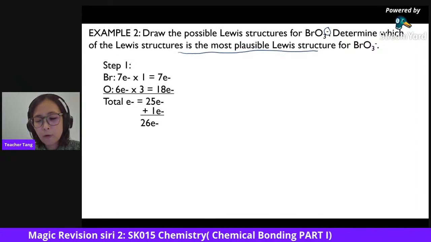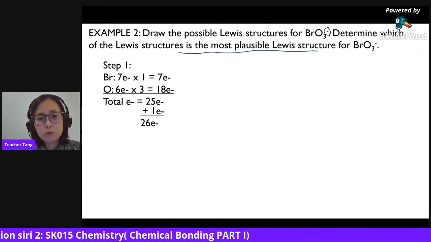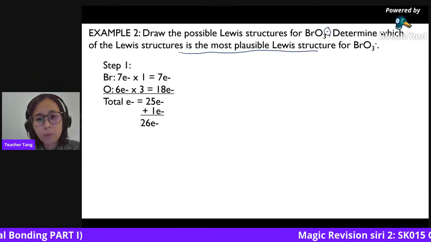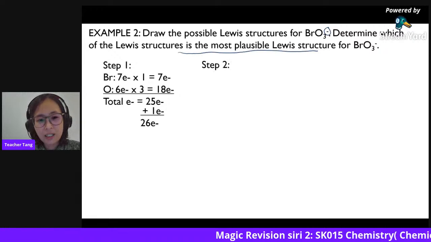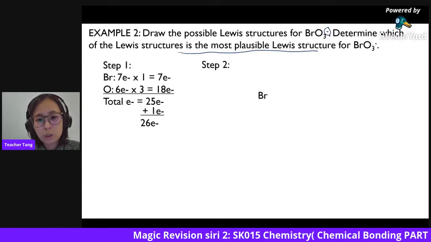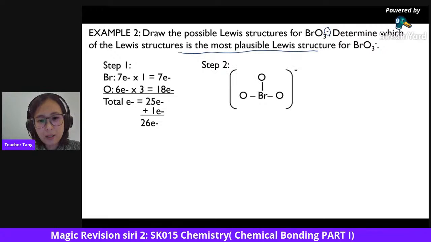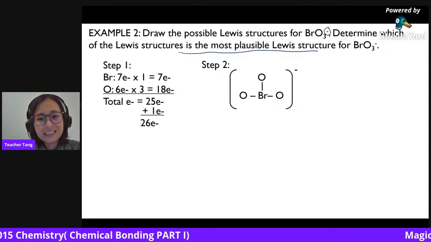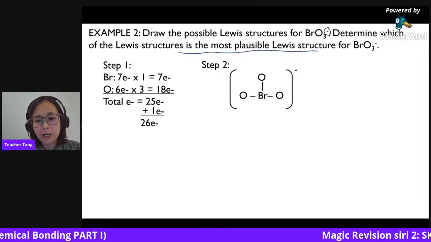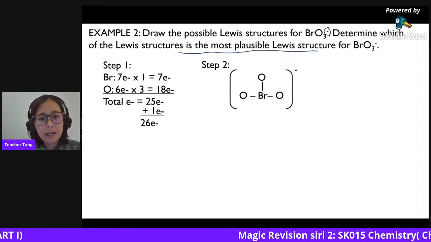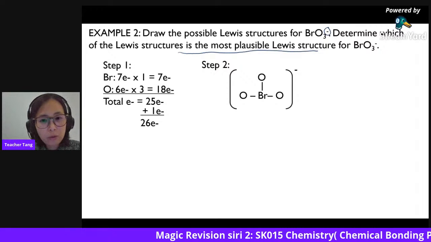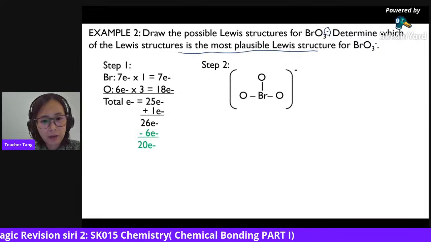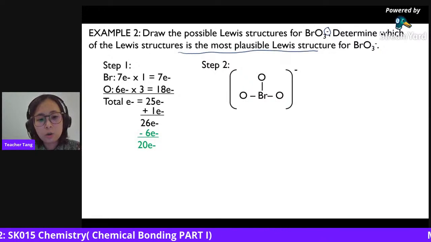Then we can move on to step number 2 to draw the skeletal structure. So bromine and oxygen, bromine is less electronegative. So in step number 2, we use the bromine as the central atom. So this is the skeletal structure of bromate ion. Because this is an ion, don't forget to put the bracket and also the charge. Now I have drawn three bonding pairs, so that is 6 electrons. So I have drawn 6 electrons, so -6, so 20 electrons left.